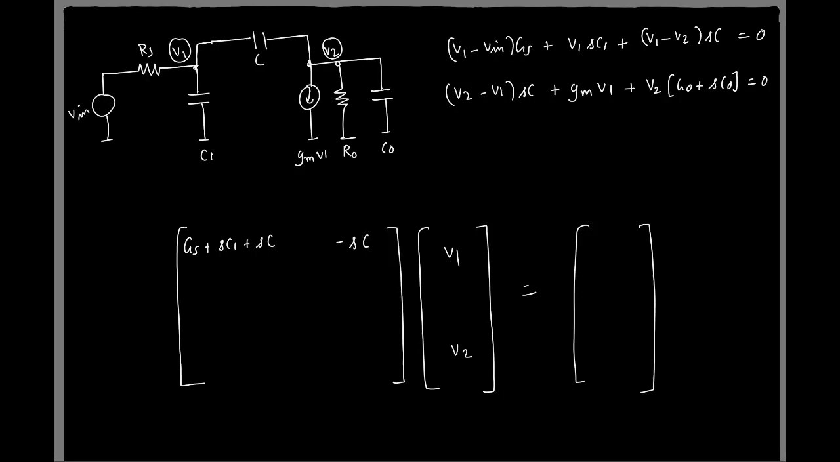Okay. Second row, first column, what is it? Yeah, okay, I have GM minus SC. And what is the last thing? G0 plus SC plus SC0. Okay. What are the constant terms? The first equation, what is the constant? GS times Vin. And the second one? There is no constant. Okay, great.